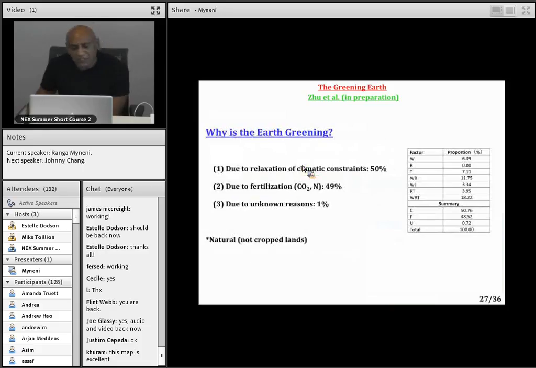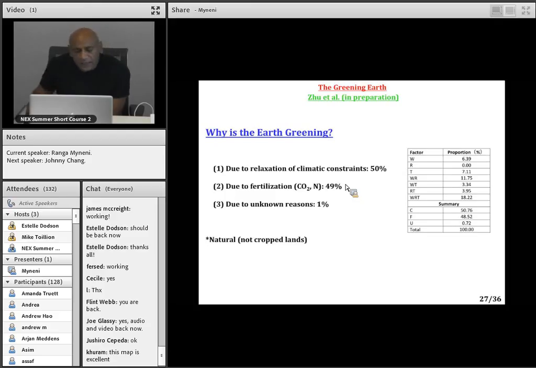And we end up with a result where we find that 50% of the greening that we are seeing in the 30-year NDVI data set from Dr. Tucker can be attributed to relaxation of climatic constraints. And the other 50% is possibly due to fertilization, maybe CO2, the increase in CO2, nitrogen deposition, anthropogenic influences, and so on. And 1% is due to unknown reasons.